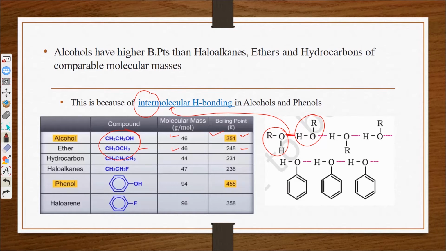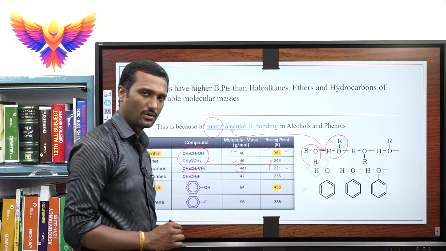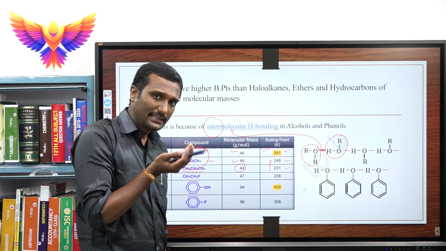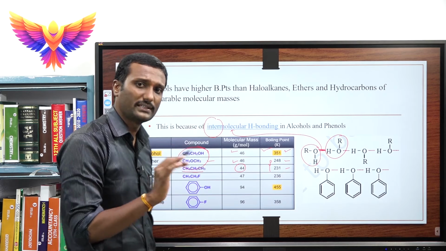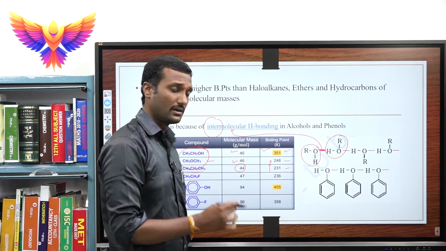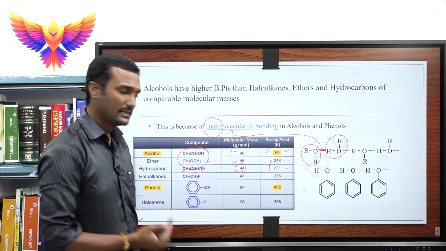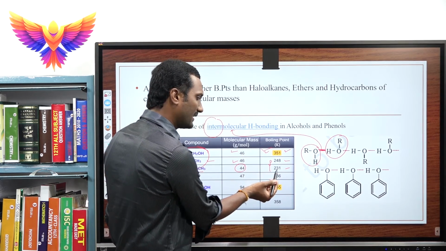Again I am taking the hydrocarbon. You can see the hydrocarbon has 6 carbon atoms, but it is a comparable molecular mass, not exactly the same. Here also you can see there is a lesser boiling point. When you compare ether and hydrocarbon, ether has a slightly higher boiling point than the hydrocarbon. Here also there is formation of hydrogen bond, but not as strong as in alcohol. That's why the boiling point is slightly more than the hydrocarbon.